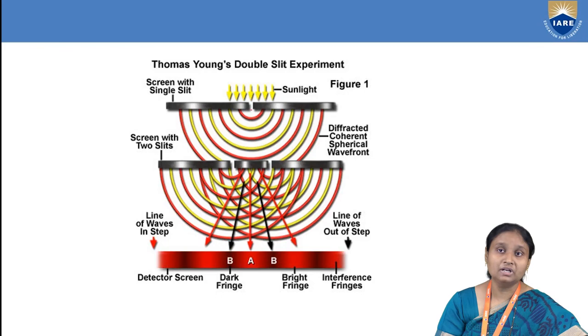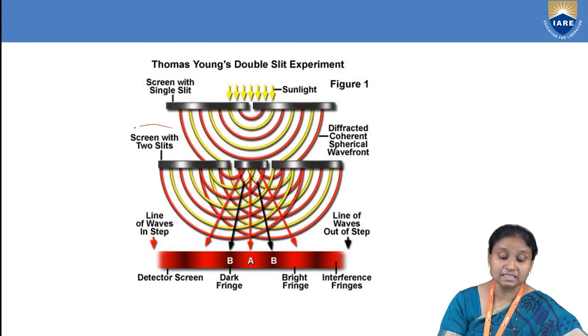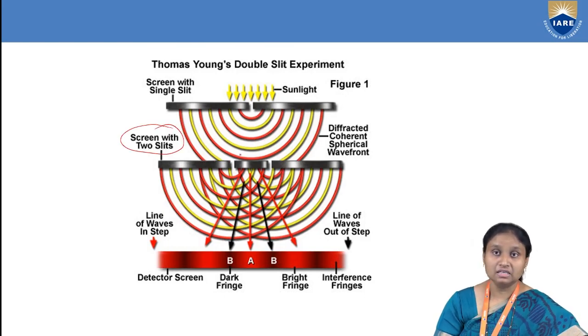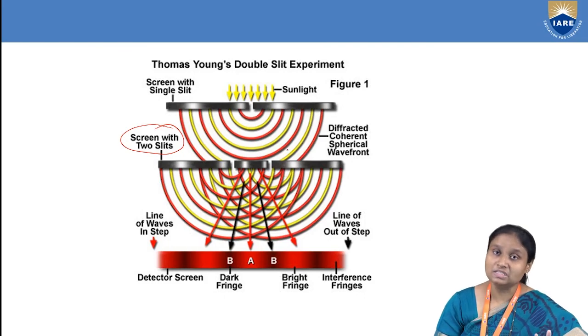Once your light falls on the single slit, out of this single slit you have spherical waves coming out. This is a spherical wavefront. Suppose red is crest, then yellow will be trough. This spherical wavefront is made to fall on a screen, and that screen consists of two slits, which are very close to each other. Then you can observe that our spherical wavefront is getting divided into two parts. Because these two spherical wavefronts are coming from the same source, obviously they will be coherent, so they will give rise to an interference pattern.